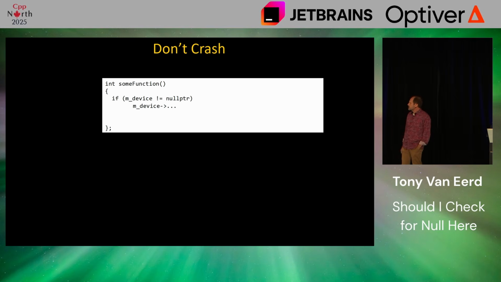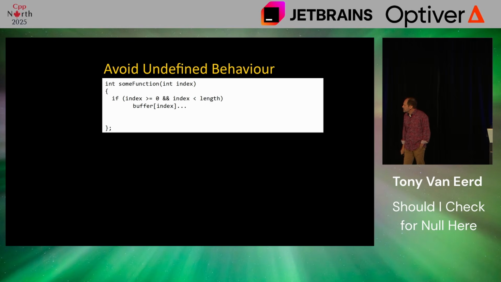But I'm going to check for null so I don't crash. But that's only one type of undefined behavior. Crashing is kind of a better undefined behavior if you could rely on it to crash. But you get stuff like this. This isn't going to crash. It's just going to give you the wrong value, right? If you didn't check for it, if you were just out of bounds, right?